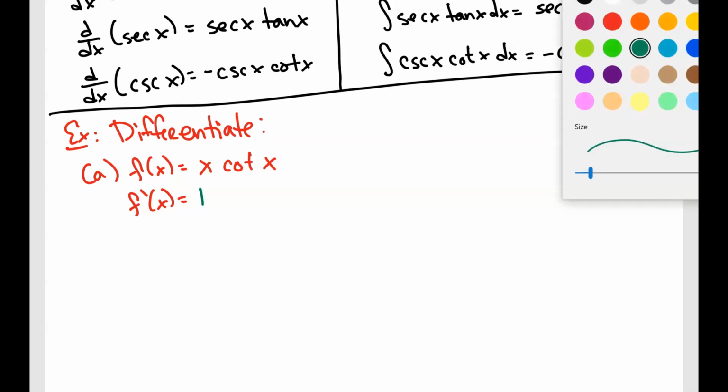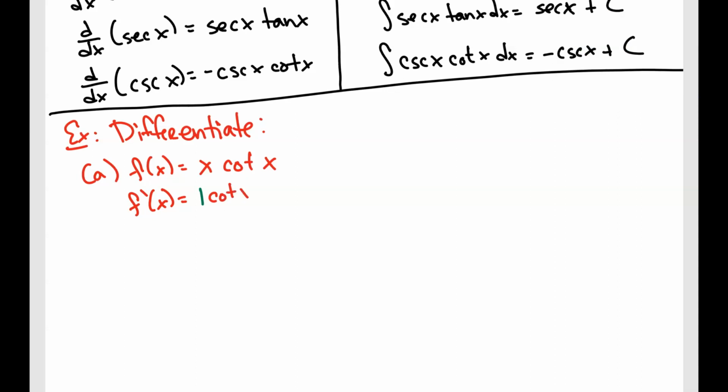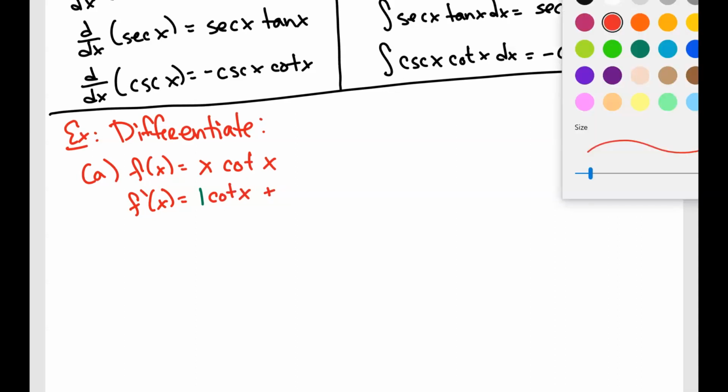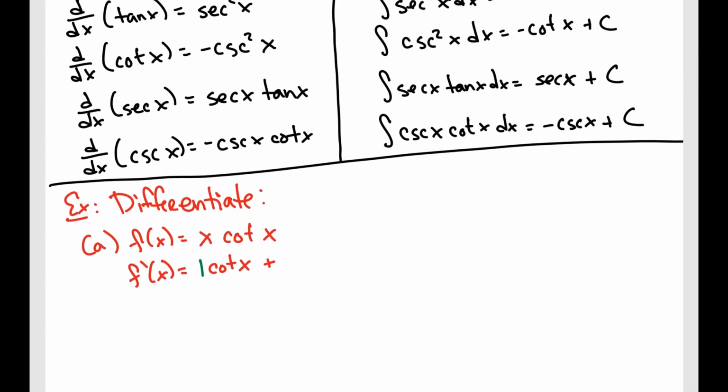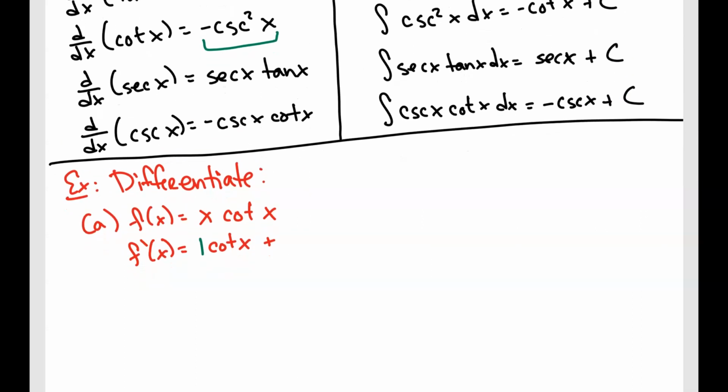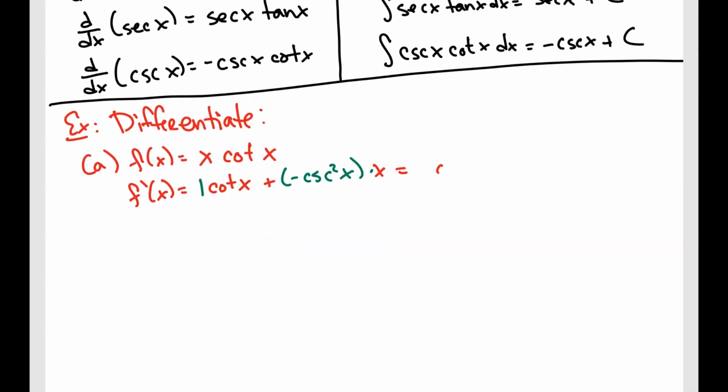1, leave the second one by itself, which is going to be cotangent of x, plus, now we're going to take the derivative of cotangent. If we look back up, the derivative of cotangent is negative cosecant squared x. It's going to be negative cosecant squared x times, and then we leave the x by itself. If we were to clean this up, we would have cotangent of x minus x cosecant squared of x. So that would be the derivative of this.